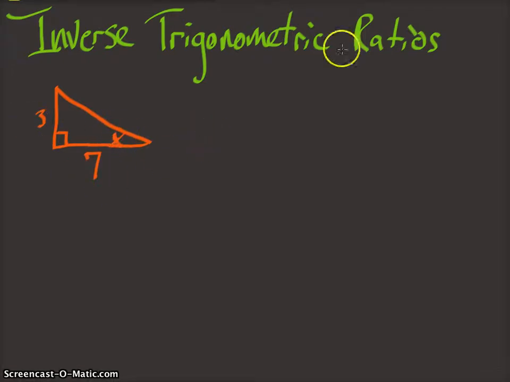So what we're going to do first is set up our equation the way we normally would. So when considering angle x, 3 is the opposite side and 7 is the adjacent side. So we will look at tangent, because that is our trig function that uses opposite and adjacent. So tangent of angle x equals opposite, which is 3, over 7. Okay, so what we will see now is that we need to use our inverse.